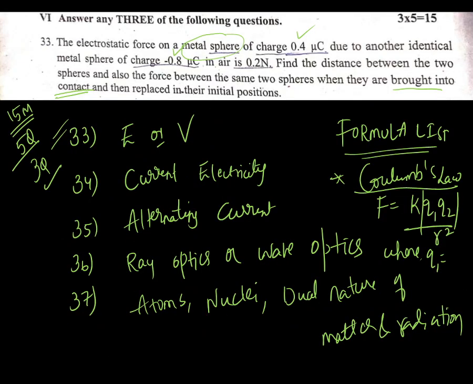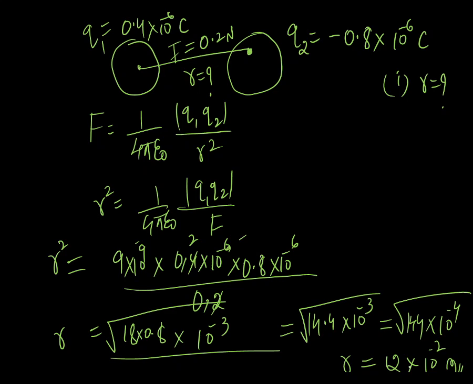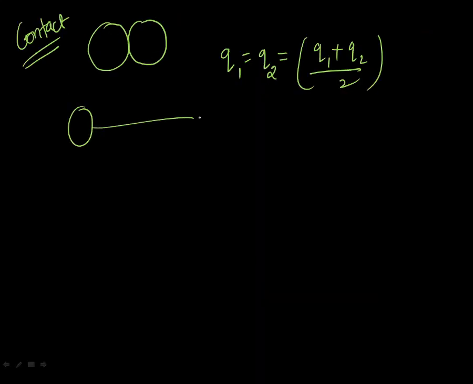Under that scenario, only for some duration of time they are brought into contact, then they are replaced in their original positions. What is the force between them? Replacing them back to the same distance, that means whatever distance we got previously, 12 into 10 power minus 2, after bringing into contact they are brought back to the original position with the distance of 12 into 10 power minus 2 meter. But the Q1 and Q2 values will be changed. Because of that, the force of attraction between them will also change. So let us find out the Q1 and Q2 average.